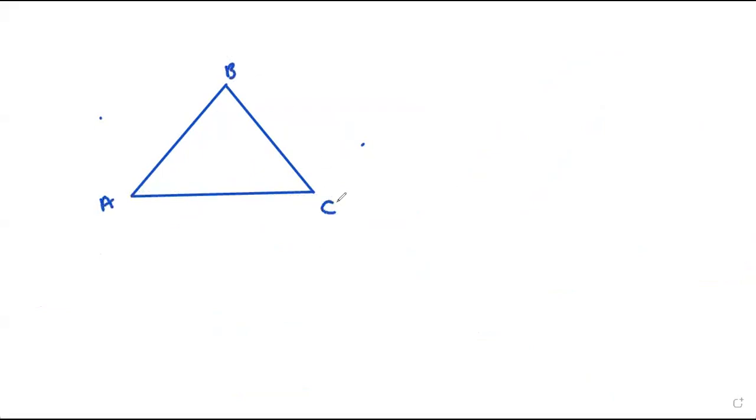A, B, C. Vector AB is given as a, vector BC is given as b, and you have to calculate vector CA. So quickly, all of you give me the answer.